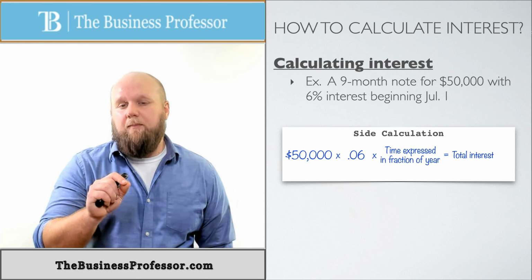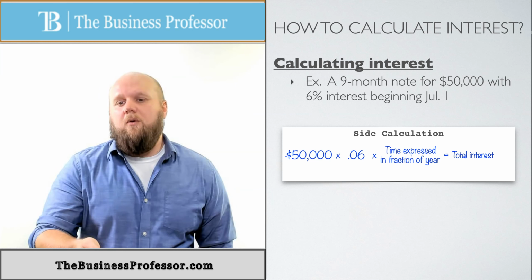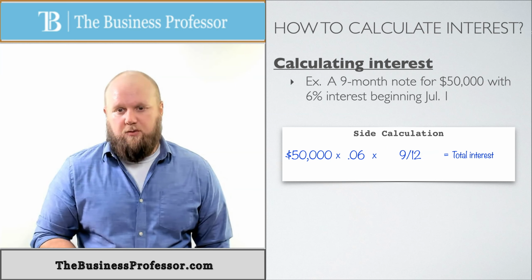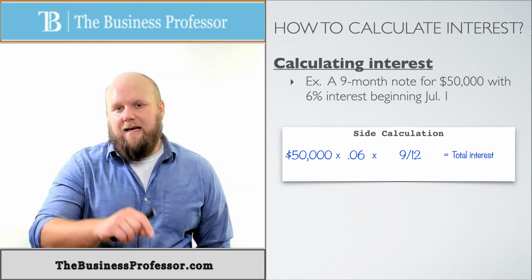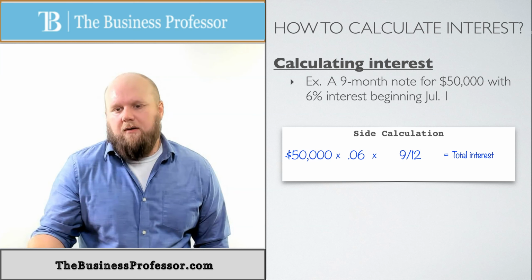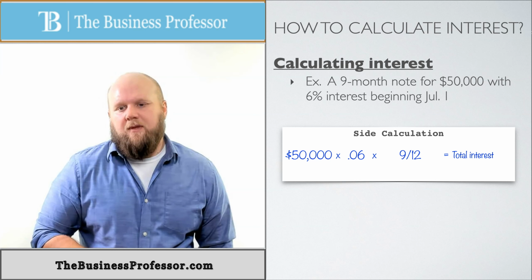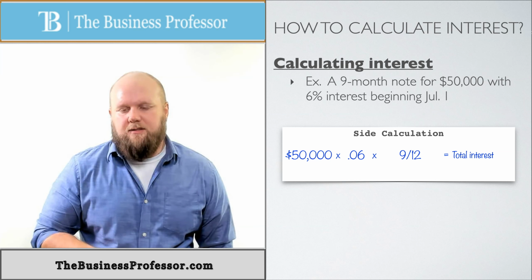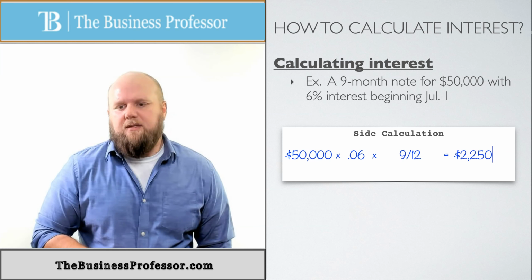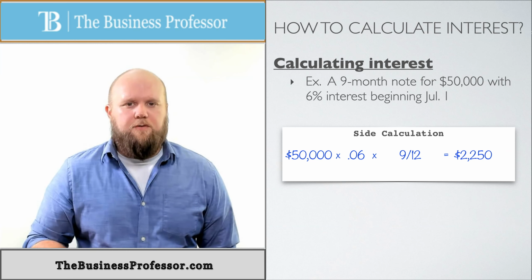So we're only going to be taking a portion of the 6%. What we're going to do is divide it 9 over 12. That's why the last one I did 12 over 12, because it was a year. But this one we're going to do 9 over 12. We have to do that or we're going to be charging ourselves too much, or receiving too much. And that's going to give me a total interest of $2,250.